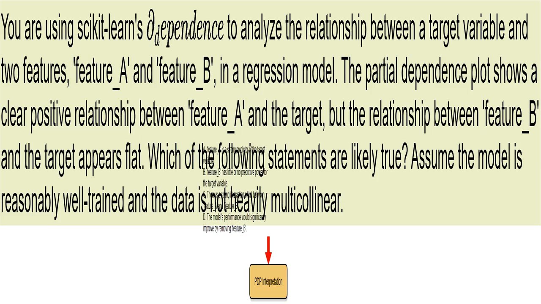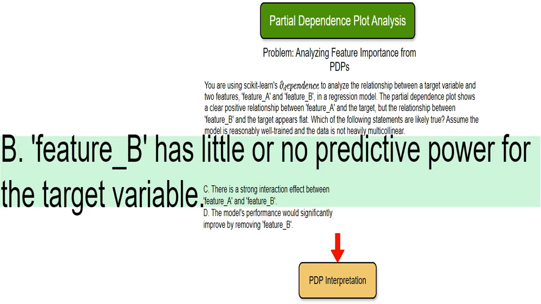Because feature_A shows a clear positive relationship in its PDP, I conclude it's a strong predictor of the target variable. The plot shows it clearly, so it's an easy conclusion. Since feature_B's PDP is flat, I conclude it has little to no predictive power on its own. A flat line means no relationship.